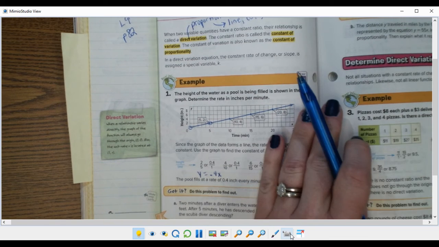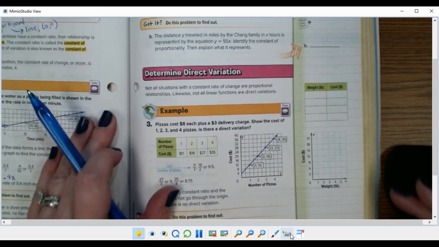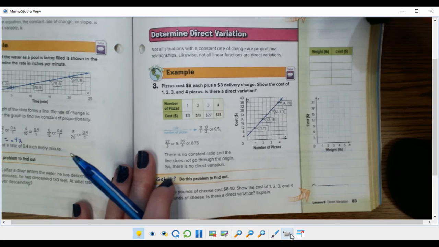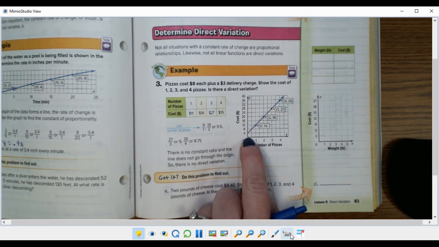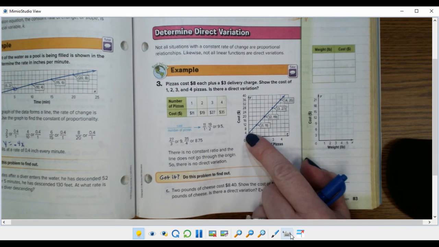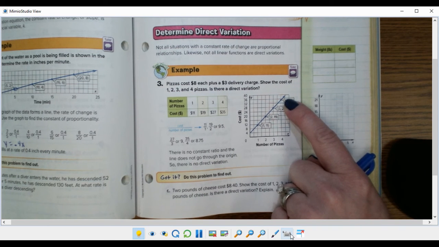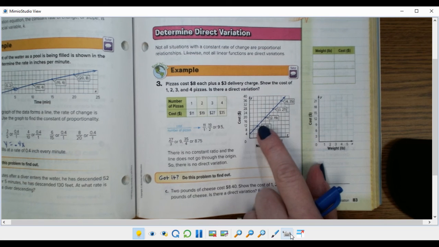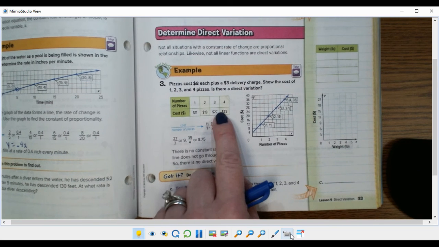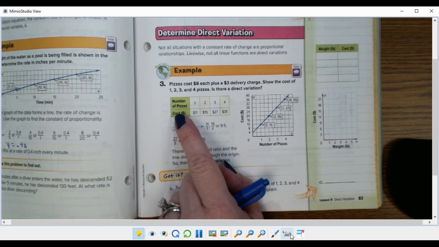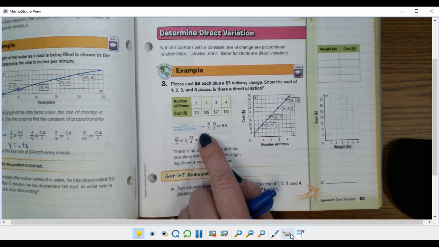All right, now let's look at an example where it is not proportional. And I know it's not proportional because it does not go through the origin. Yes, I have a constant rate of change, but I do not have direct variation. If I was to take all of these points and make a graph or make a table out of it, and then divide each one of these, remember they're not the same. Remember when we did this?